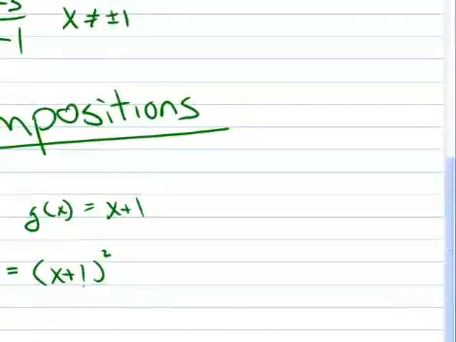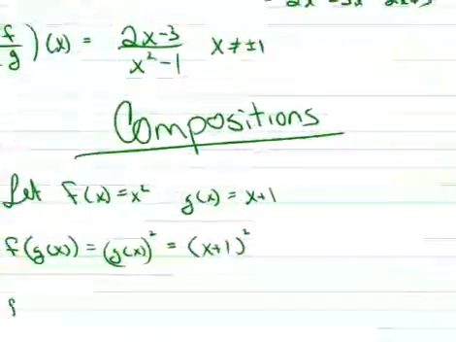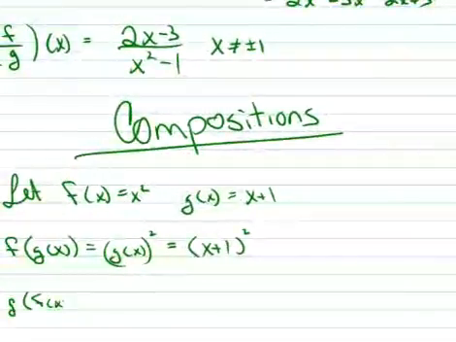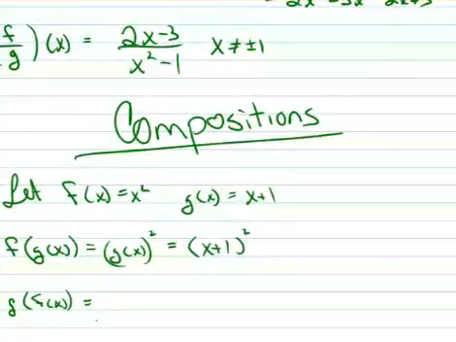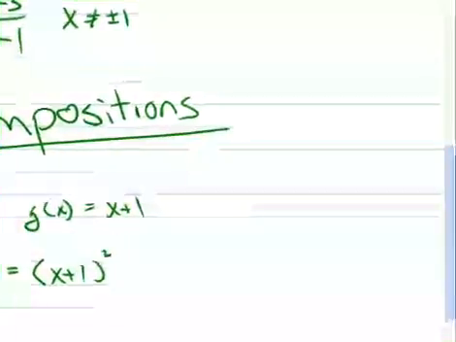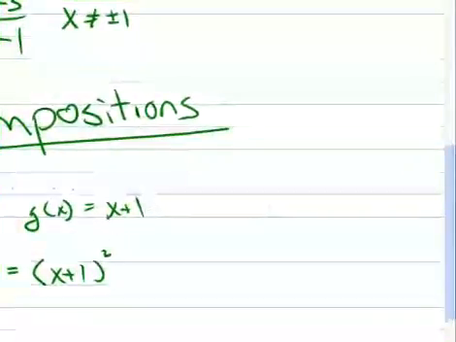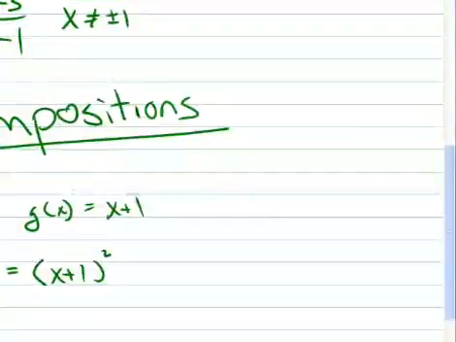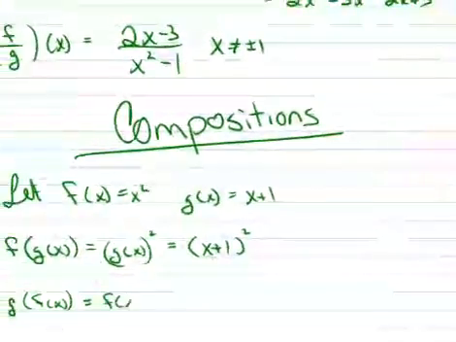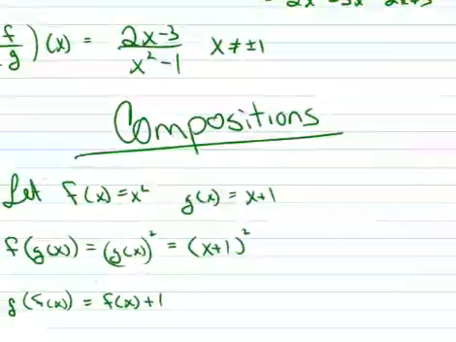Not too bad, right? We could go the other way. We could evaluate g of f of x. That means you take g and you use the function f of x as an input value. G of x is x plus 1. G of an old tire is an old tire plus 1. G of f of x is f of x plus 1. And we know that f of x is x squared.